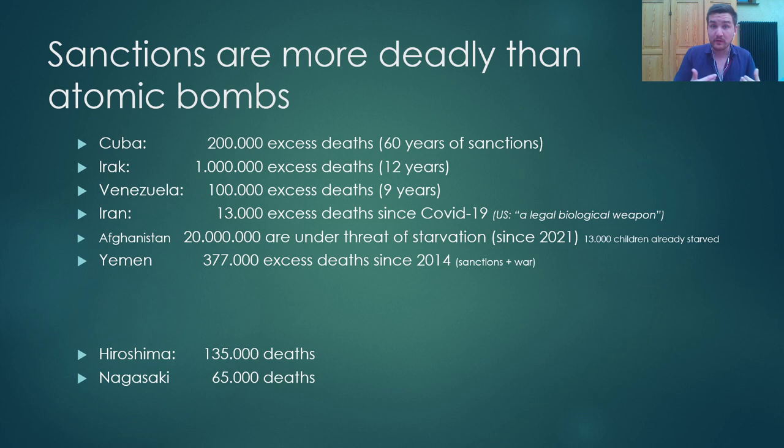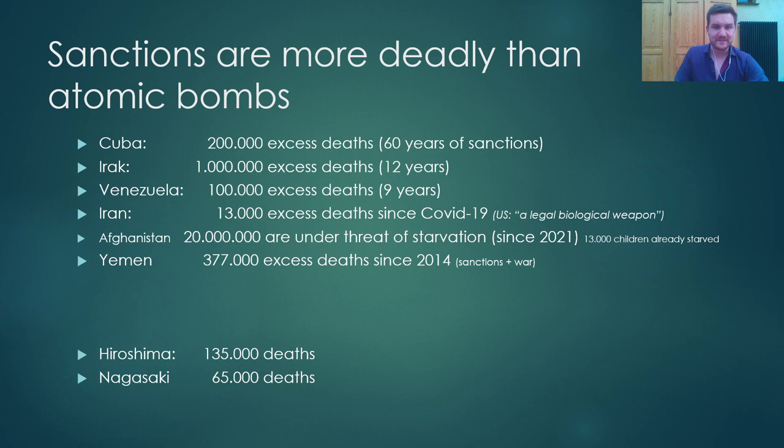And in Afghanistan, since 2021, half of the people, 50% of the population, are under the threat of starvation, and 13,000 children have already starved since Afghanistan was hit with these sanctions by the United States and the European Union. And then we have Yemen, where almost 400,000 people died from sanctions and war. They died through sanctions, through starvation, and also through warfare by Saudi Arabia and the United States. And if you compare those numbers to Hiroshima and Nagasaki, you realize that, wow, indeed, sanctions are more deadly than atomic bombs. And so that's what you should keep in mind when people talk about sanctions.